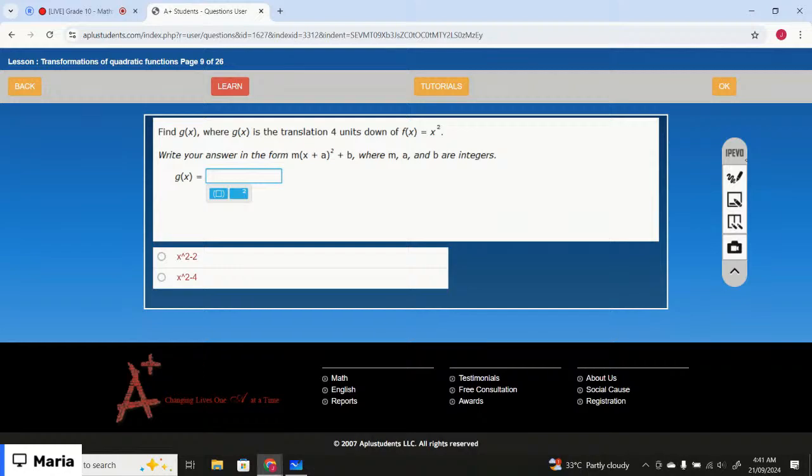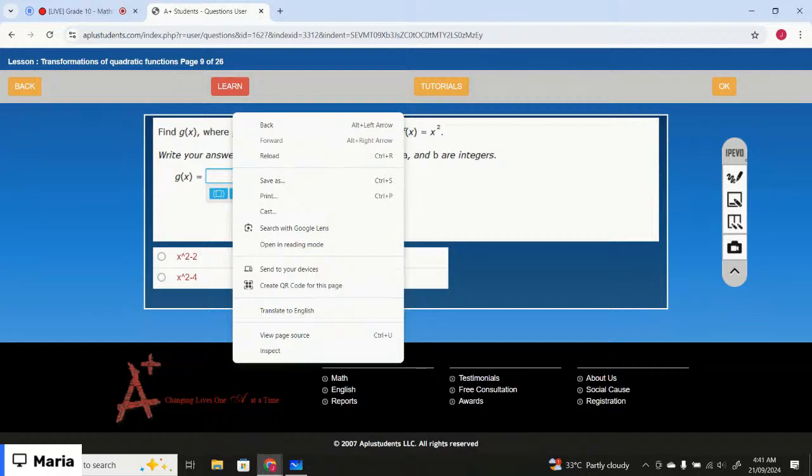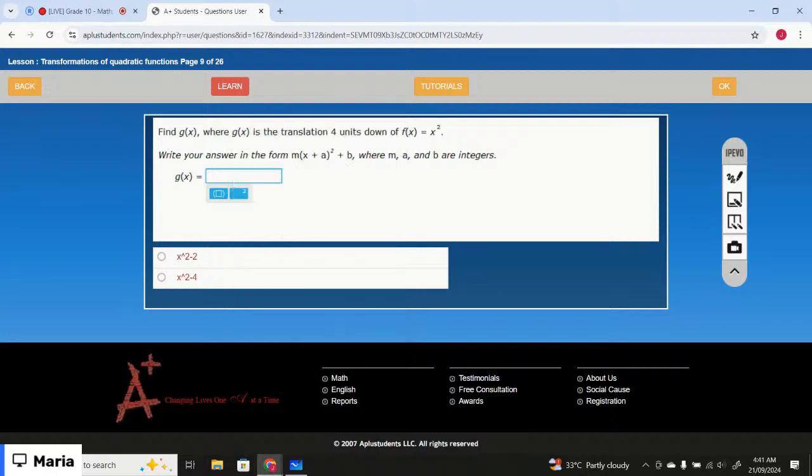Find g of x where g of x is the translation 4 units down of f of x equals x squared. So which is the correct option? The correct option is x squared minus 4. Option number 2 is the correct option.